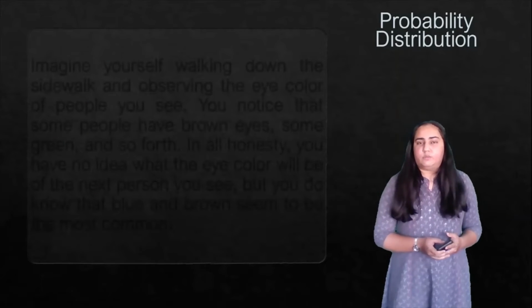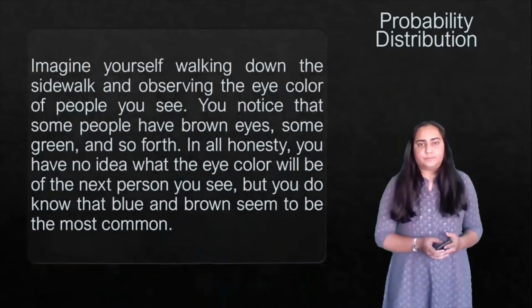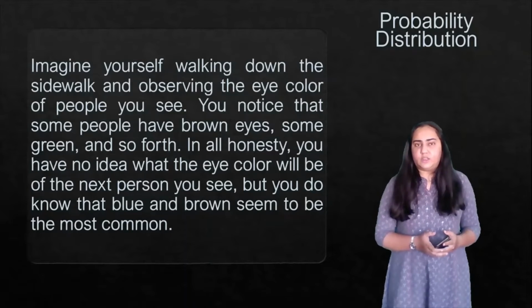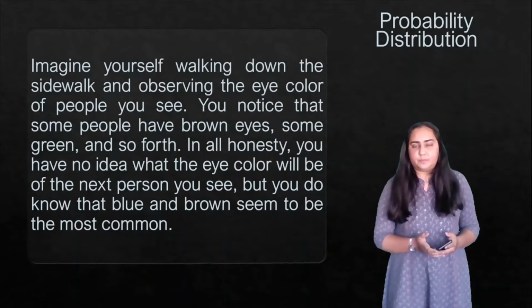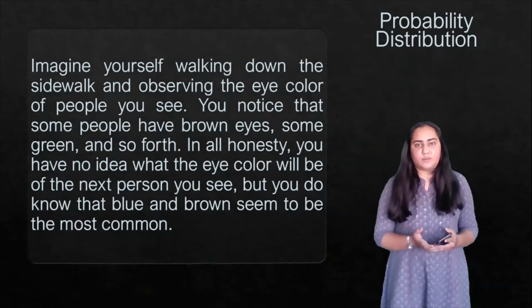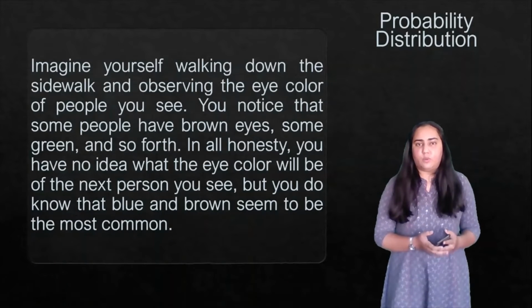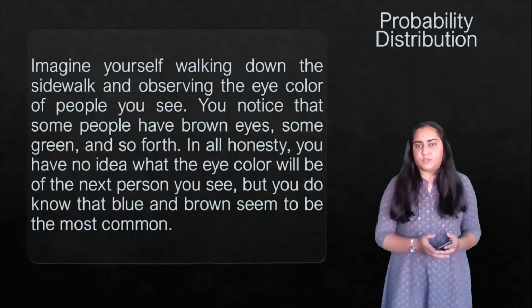Now we're going to proceed with probability distributions. So imagine yourself walking down the sidewalk and observing the eye color of people you see. You notice that some people have brown eyes, some have green eyes, and so forth. In all honesty, you have no idea what the eye color will be of the next person you see, but you do know that blue and brown seem to be the most common.